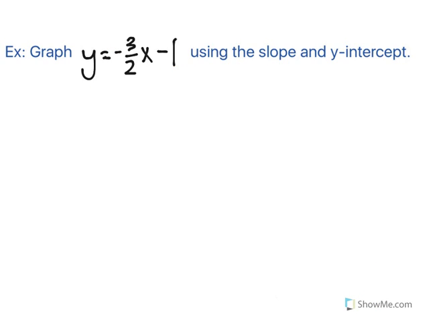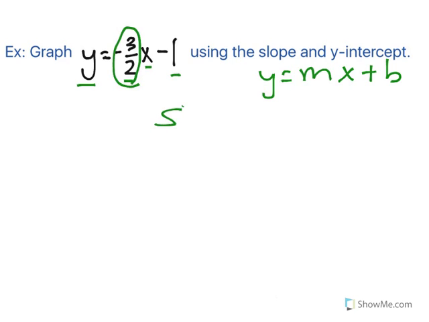Now we're going to actually graph the equation using the slope and the y-intercept. First let's write our equation. y equals mx plus b. So we have our y equals our m and then the x plus our b. So we're in good shape here. My m is my slope, so my slope is going to be -3/2. That's my rise over run. So we're going down 3 and we're going over 2. And then my y-intercept is going to be my -1.